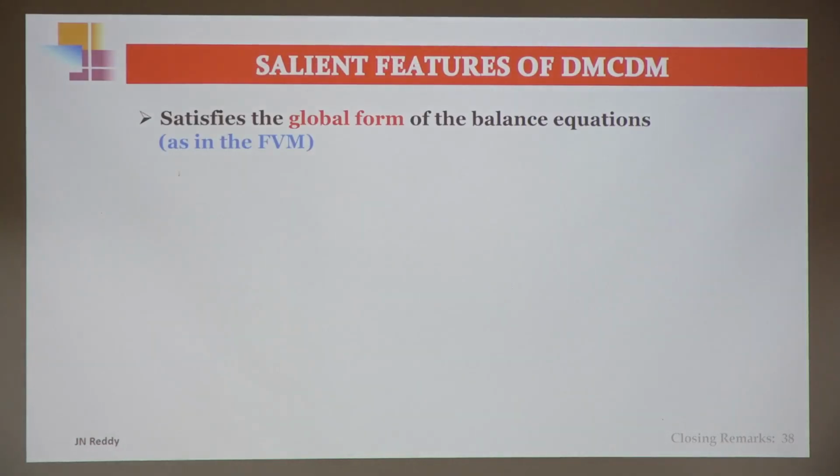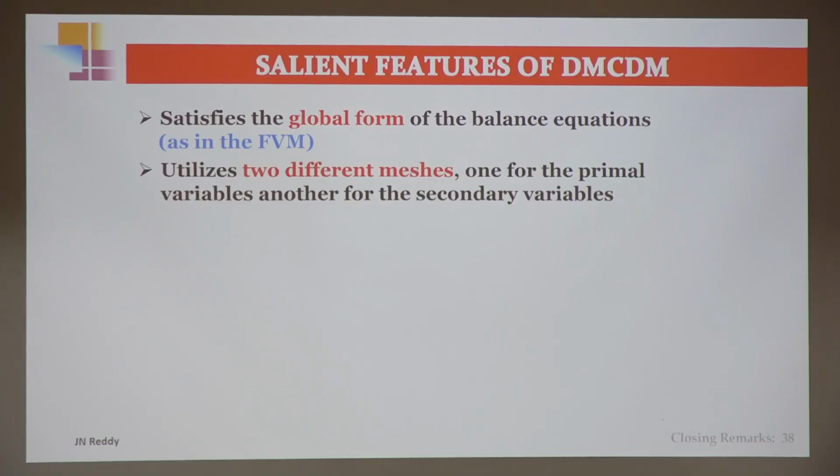Okay, so I don't want to take too long, but I wanted to give you the general idea of the method. There is a lot you can read, but I wanted to give you the idea of the dual mesh control domain, and how it relates to the two most popular methods. It satisfies the global form. This is the main feature that comes from the finite volume. And it uses two different meshes. A dual mesh means one mesh is to discretize the domain.